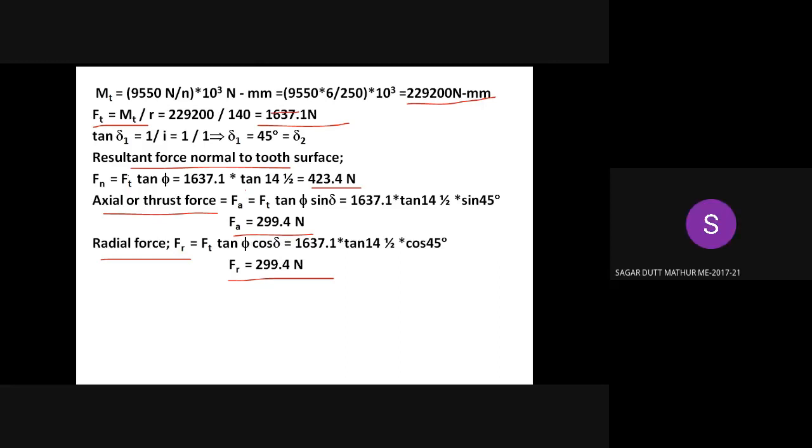Yes, sir. Same answer. Okay, so you're getting the same values? Yes, sir. Okay, fine.